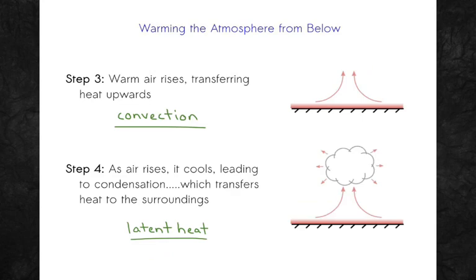Step 3, some of that warmer air down near the ground ends up rising in bubbles. And so that's convection, taking that warm air and moving it upwards. If you get that warm air rising high enough, and if it has enough water vapor in it, then you'll end up forming a cloud. And as the water condenses into cloud droplets, it releases latent heat to the surroundings. So all of these together are ways of taking the energy that was initially absorbed by the ground coming in from the sun and transferring it upwards into the atmosphere. So we're going to end up warming our atmosphere from below.